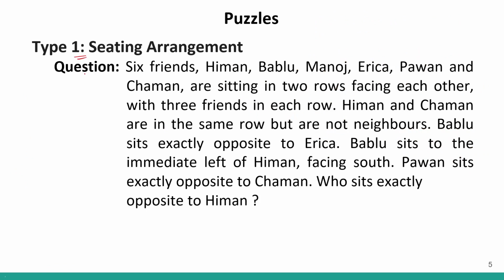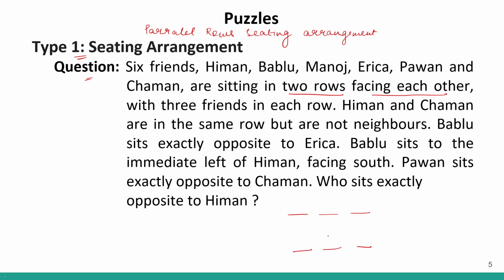The question over here is, this is two rows facing each other. So, this is a question on parallel rows seating arrangement. Now, there are 6 friends: Himan, Bablu, Manoj, Erika, Pavan and Chaman, and they are sitting in 2 rows facing each other with 3 friends in each row. So 1, 2, 3 and 1, 2, 3. So 3 friends, they are sitting in 2 rows facing each other.